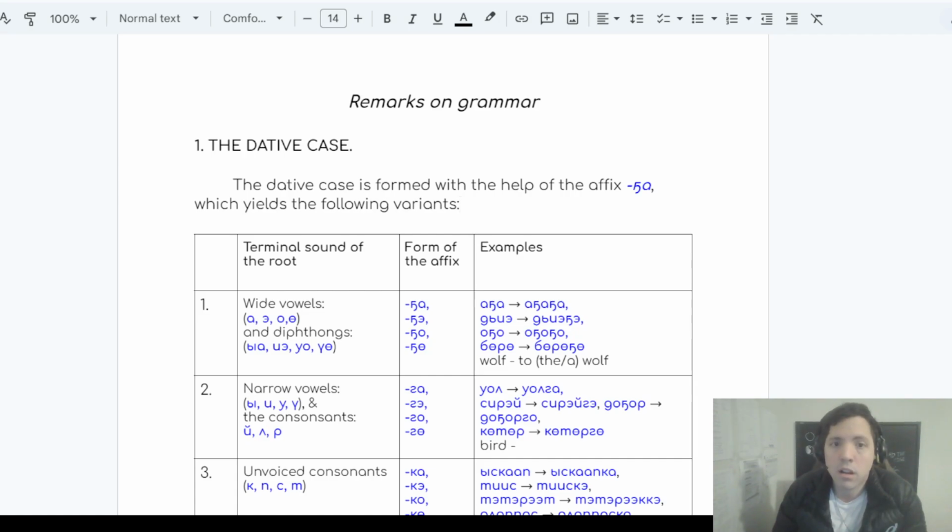We're saying to or at. So if the root of the noun, the ending of the noun, is a wide vowel, a, e, a, u, or a diphthong, la, ye, wa, u, then we're going to add ra, re, ra, or ru, and that's going to be based on the vowel harmony.